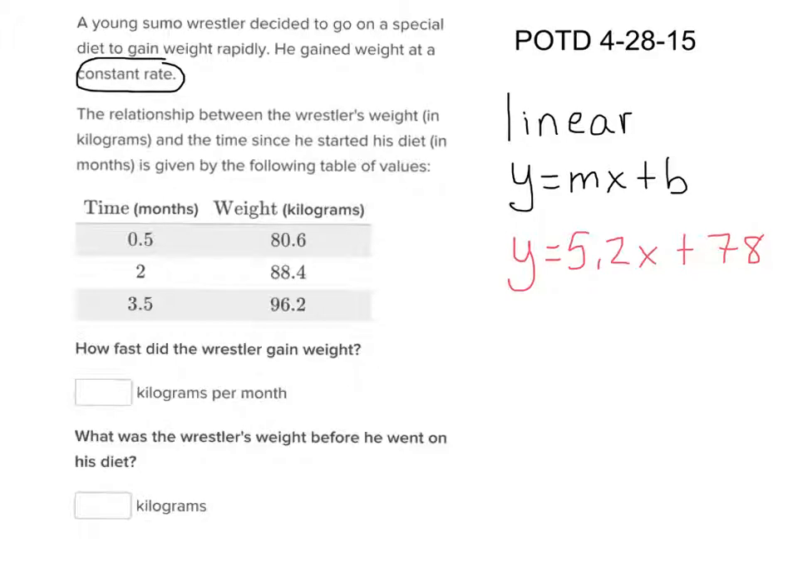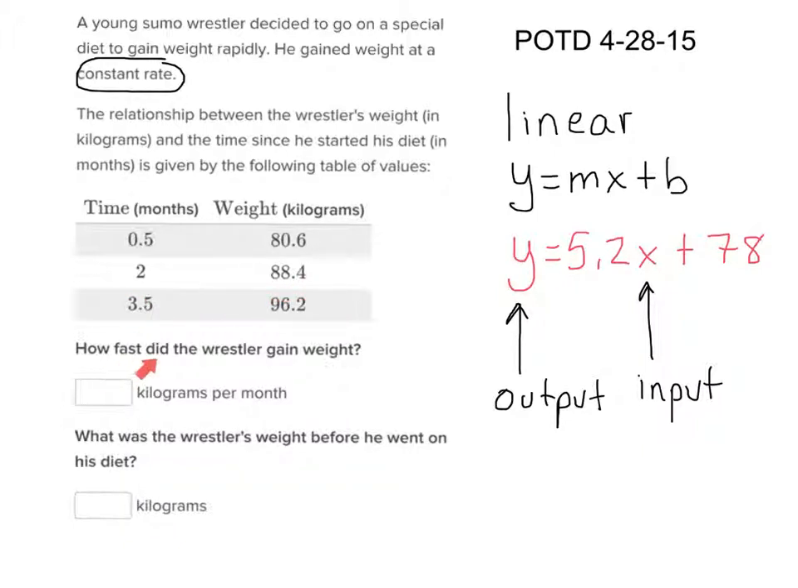Now, what you need to think to yourself is, what does 5.2 mean? And what does 78 mean? Now, x in this equation is our input, and y is our output. So if I were to put 1/2 for half a month, my output would be 80.6. If I were to put 2 in for x, my output would be 88.4, right?